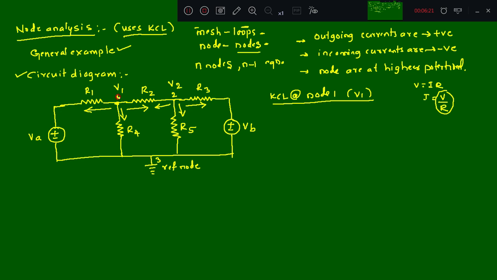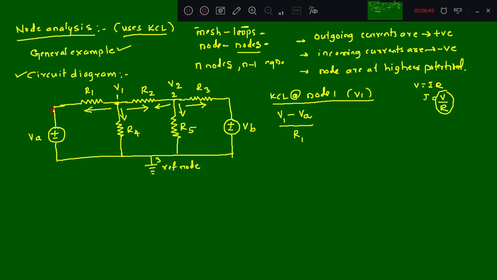Since it is outgoing current, you should write it as positive. The difference in the voltage at this path, that is V1, we are assuming is at higher potential. Therefore the difference in the voltage is V1 minus VA, divided by, in this path, the resistance that appears here, R1. You should divide by R1. Is it of this form, V by R? Why have we written V1 minus VA?